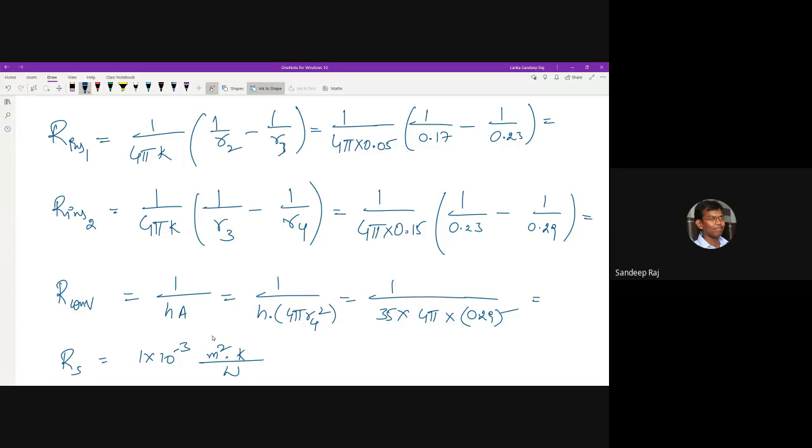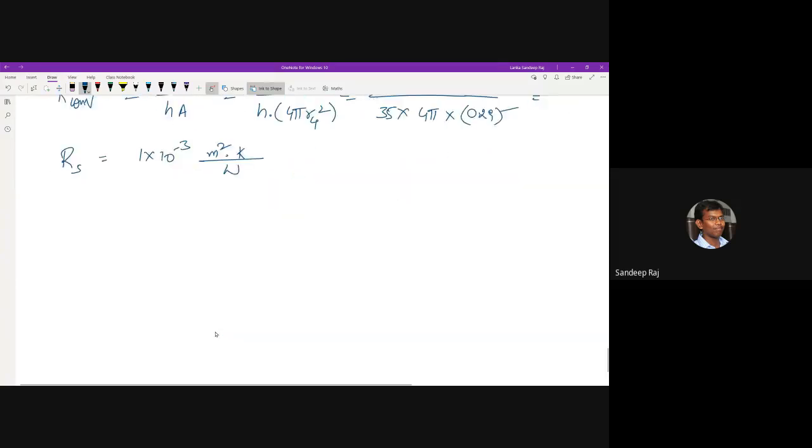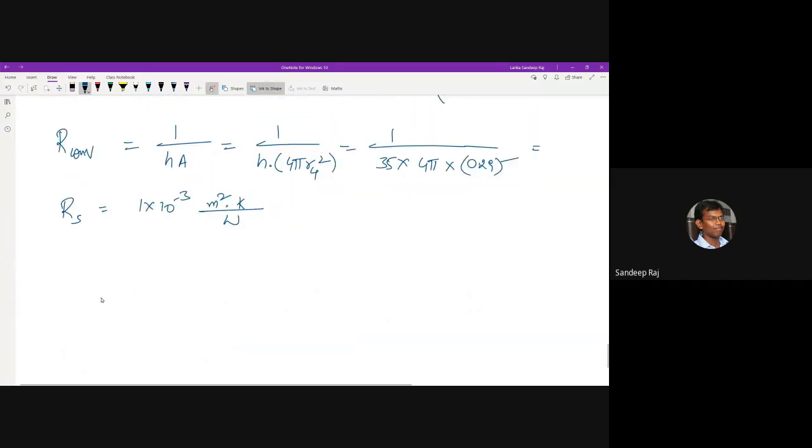So this meter square should not be there here. To take away the meter square effect, you have to multiply it with the appropriate radius. Which radius will you take? Because it is existing between the insulations, R3 will come into play here. So you have to take the radius with respect to R3. So the area is 4 pi R3 square, that is 4 pi into 0.23 square.